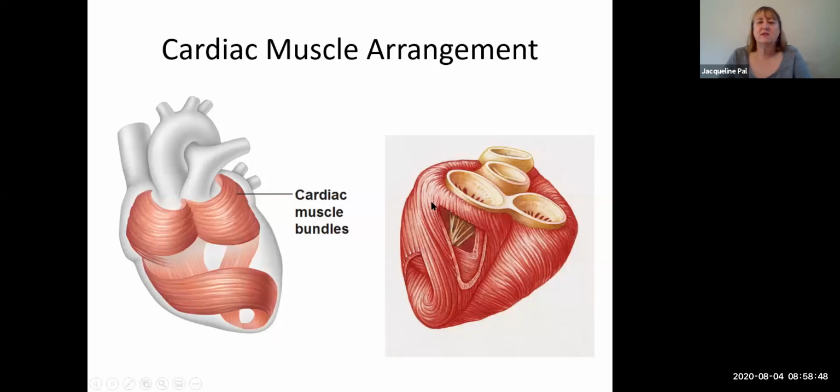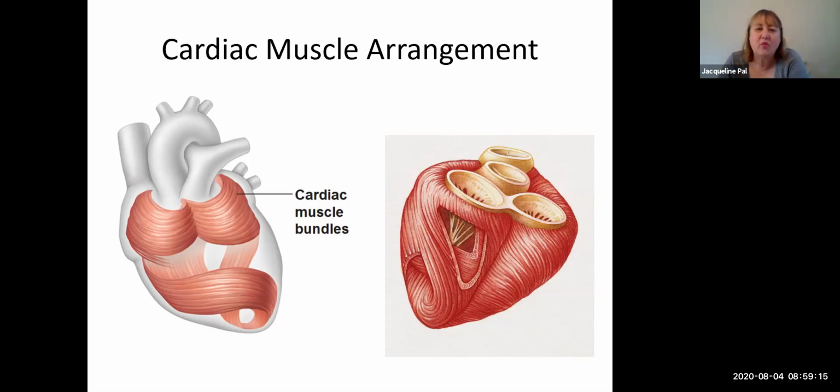So the cardiac muscle is not arranged like skeletal muscle, where it all just goes in one direction. Around the chambers of the atria, it actually goes in circles from the outside. So when it contracts, it squeezes this way and the blood will go down into the ventricles. And in the ventricles, it has this swirly pattern, as you can see, kind of a figure 8 pattern.